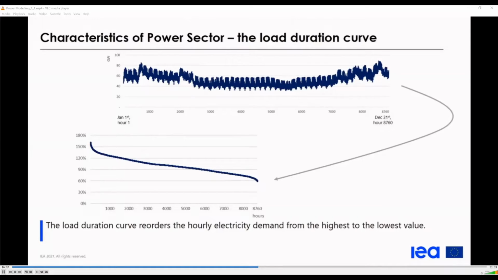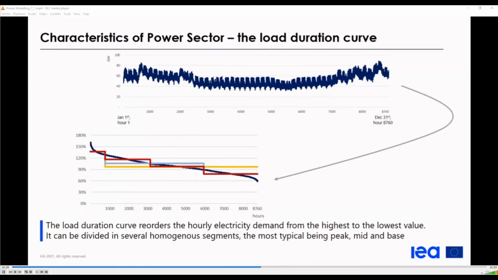We can divide this load curve into several homogeneous segments, the most typical being peak, mid, and base. So there are 4 periods of time here: the highest one being the peak segment, the lowest the base load segment, and in between 2 mid-load segments.